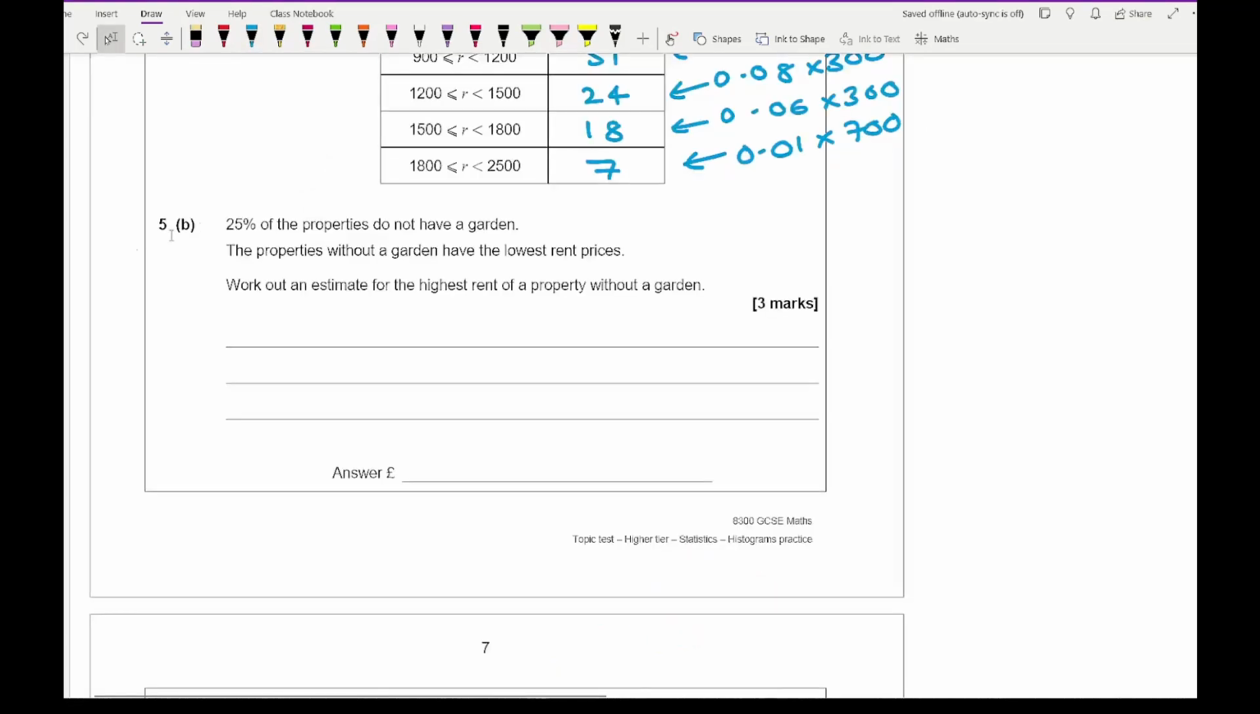Then moving on to question 5b, it says 25% of the properties do not have a garden. The properties without a garden have the lowest rent prices. Work out an estimate for the highest rent of a property without a garden. So the first thing I need to do is work out what 25% of 140 is going to be, and that gives me an answer of 35.